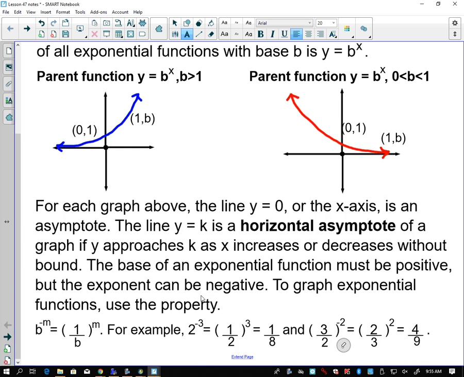There was really no good way for me to draw this, so I had to do it by hand, with a mouse, and it wasn't even all that smooth. That's why it looks a little squiggly. But for each graph above, the line y equals 0, or the x-axis, is what we call an asymptote. Y equals 0 is the x-axis. Do we remember that? So I'm not showing you two different things. What they mean by asymptote is that it approaches it but never actually touches it.